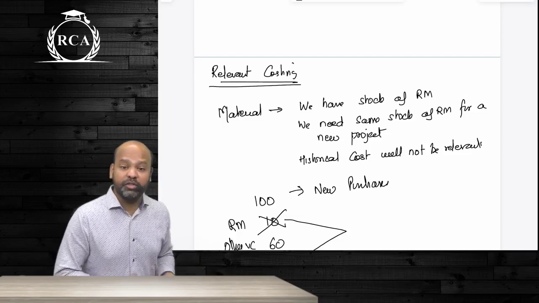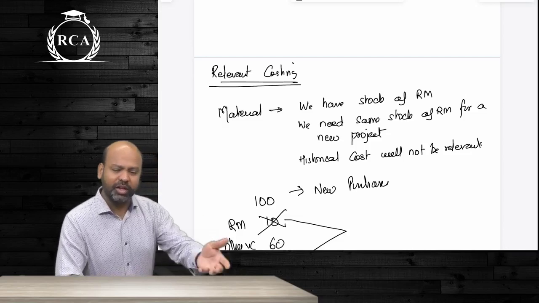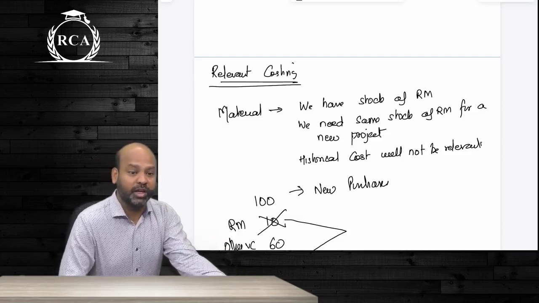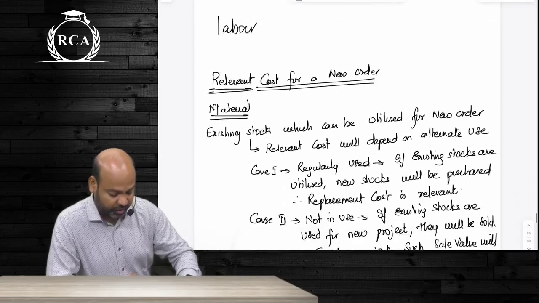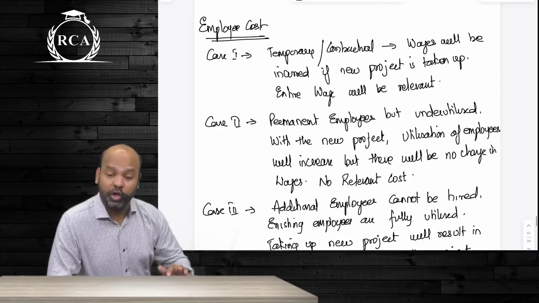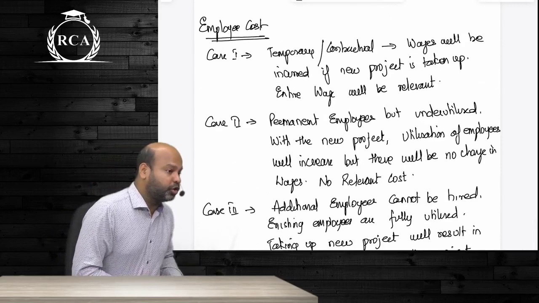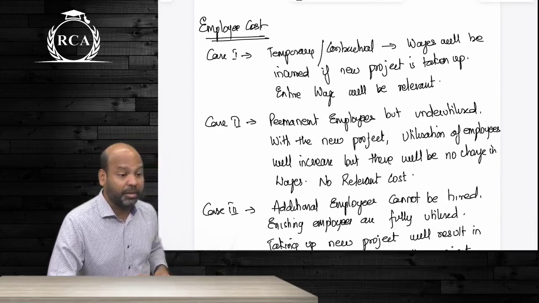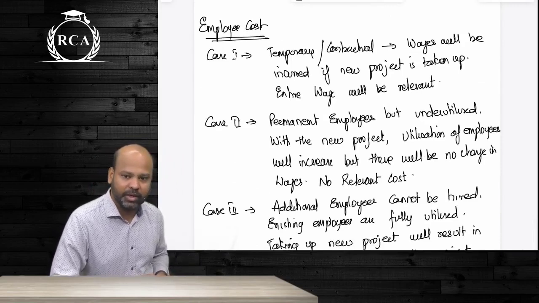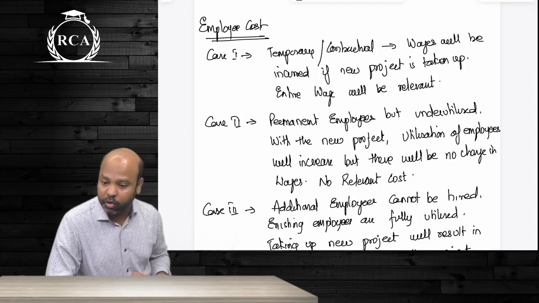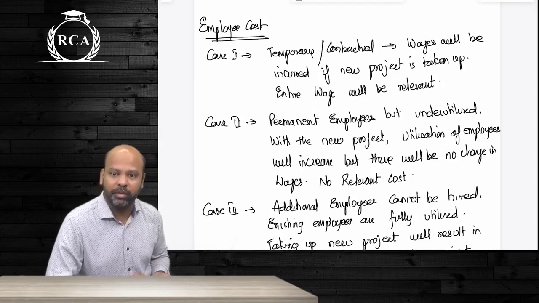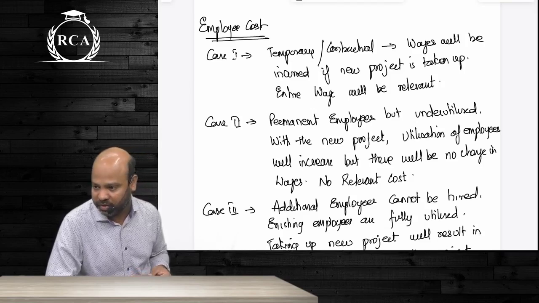If you do not have stocks of the raw material, then you obviously will have to buy it, and whatever is the cost that you're likely to incur will become relevant for decision making. After that, I spoke about employee cost. If they mention any temporary or contractual labor, it means that as and when you take up a new order, you will have to hire employees and pay them salaries. So the entire amount of employee cost will become relevant for decision making.